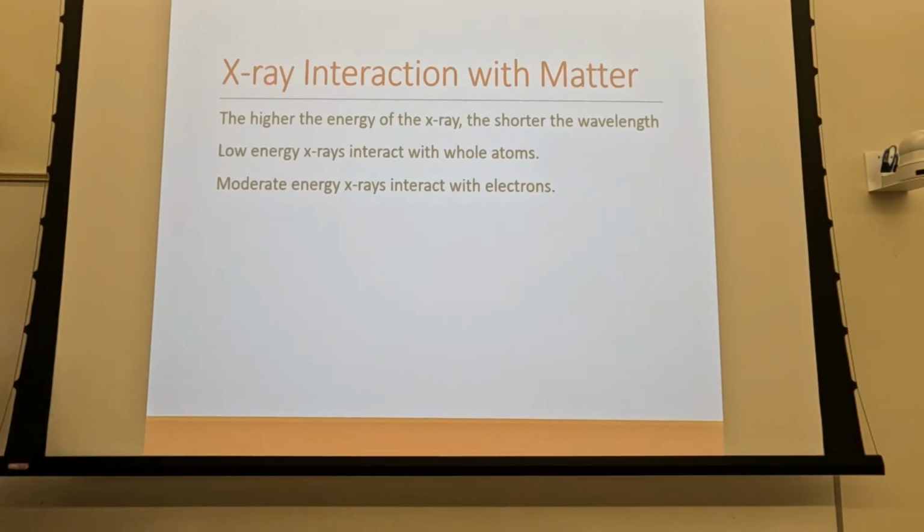Now, Amy said she was going to drop a bomb on you all. I think it was Friday. The whole thing about scatter radiation, right? What do we tell you about scatter radiation? You increase kVp and what happens to scatter?